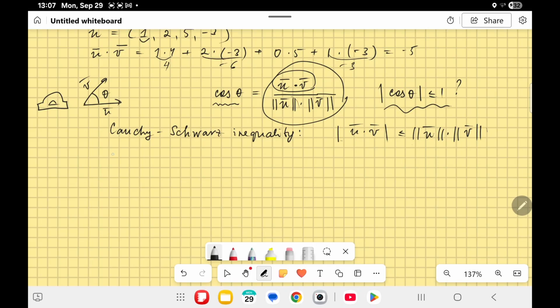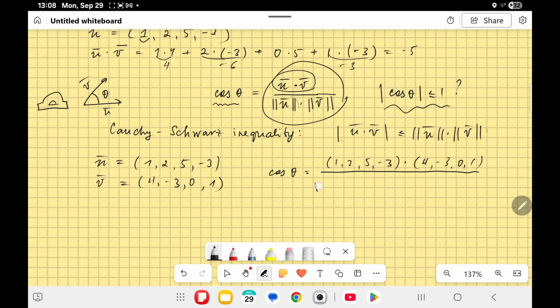Let's calculate a cosine for some vectors. u equals 1, 2, 5, minus 3, and v equals 4, minus 3, 0, 1, two vectors. Let's find a cosine between them. Well, first we have the dot product. I'm going to just copy the vectors and then calculate the dot product, okay? I don't want to do too many steps at once. 4, minus 3, 0, 1.